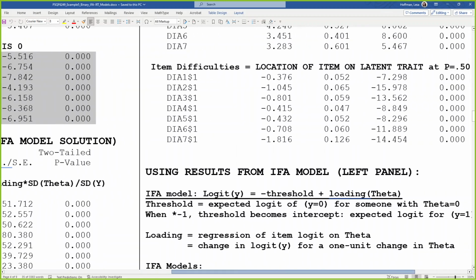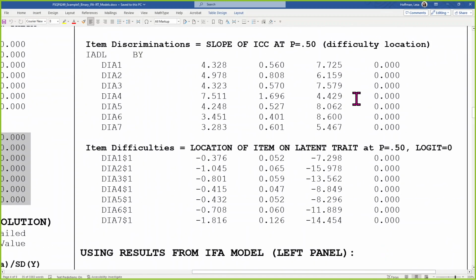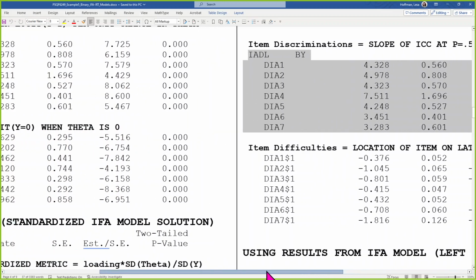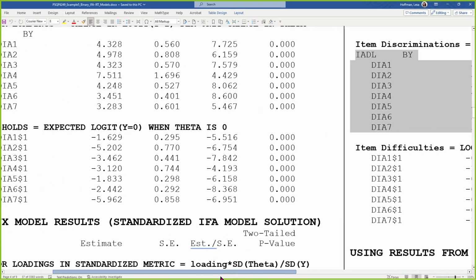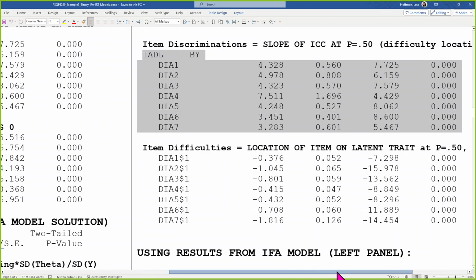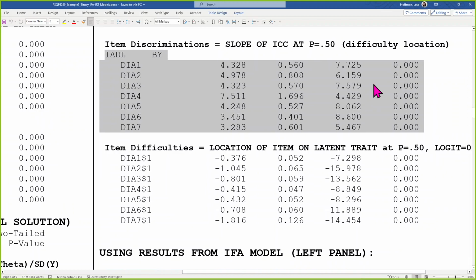If we go over to the IRT version, which is what M+ gives you, the discriminations, these are your A's. And if you compare across the page, 4.3, 4.9, 4.3, they are exactly the same. Not a coincidence. If your trait has a variance of 1, then loading and A are directly the same number. So it's the slope at the 50-50 mark in probability.